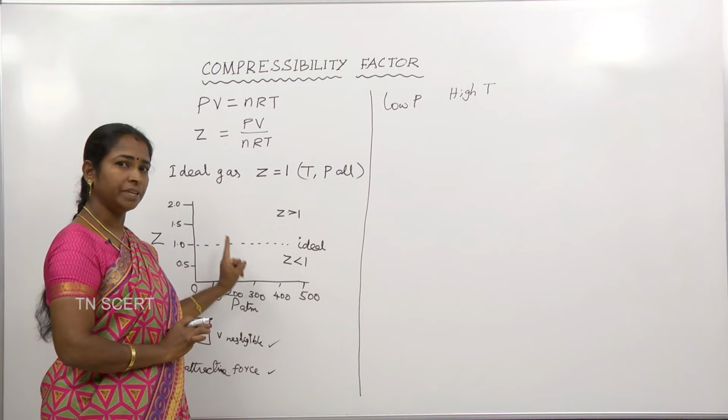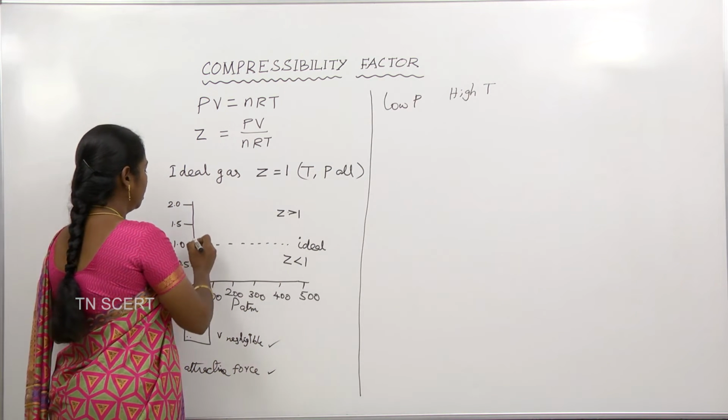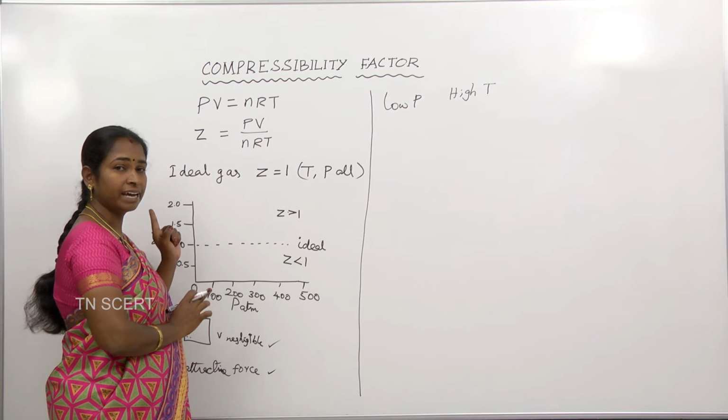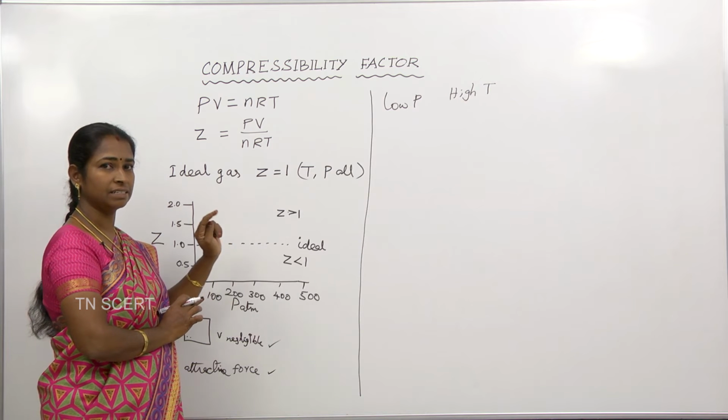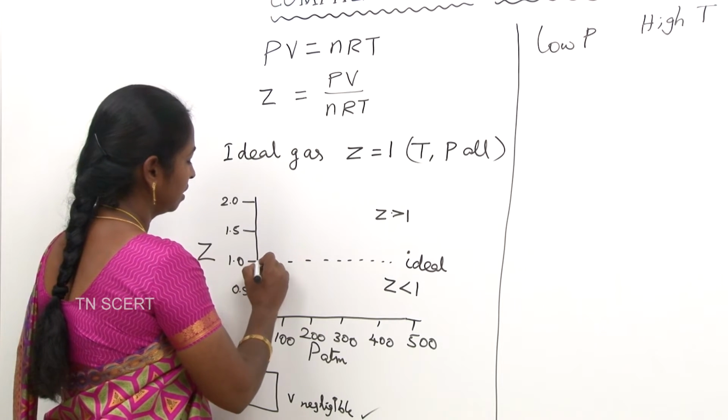Let us see some examples here. If you draw the same plot for some gases like hydrogen, helium and some other gases, the lines will be like this.